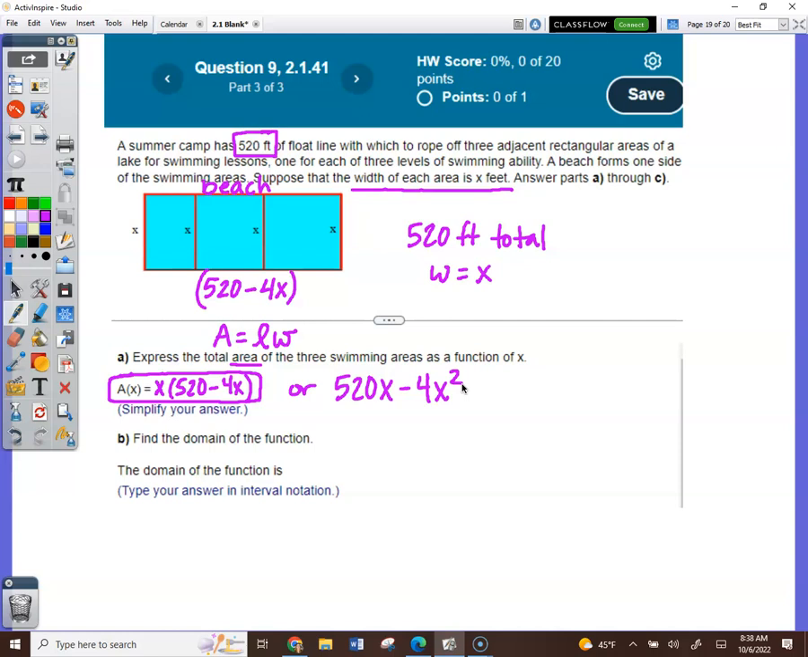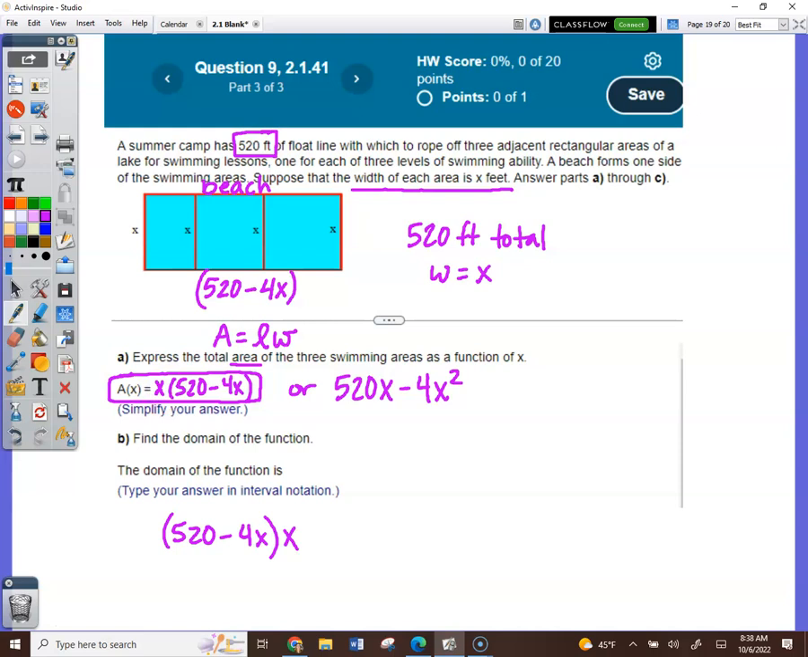Yes? Why did you put the X in the front? Is that because it was 5? No, I put it in the front. You could have written it like this. I know, like the other X. I understand the 520 minus 4x, but what about the other X? This one? Yeah, you could have put it here. No, why is it there?